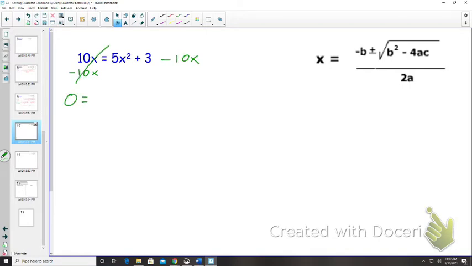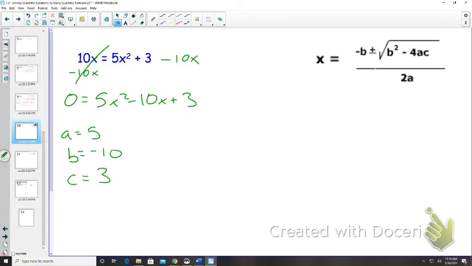Now we'll have 0. And make sure you write this from highest degree to lowest degree, right? Because if you write it like 5x squared plus 3 minus 10x, your a and your c and your b value is all messed up. So write it from highest degree to lowest degree. So 5x squared minus 10x plus 3. So my a value is 5, my b value is negative 10, and my c value is 3.